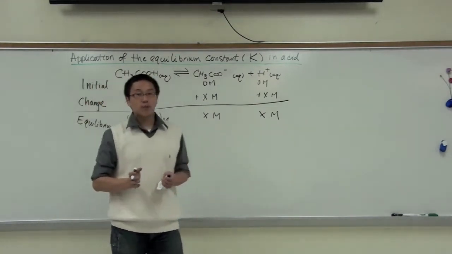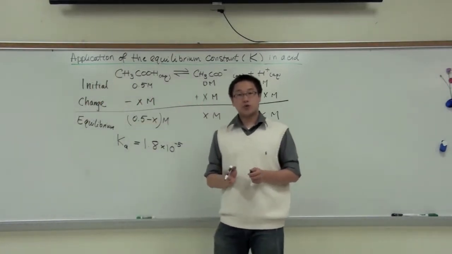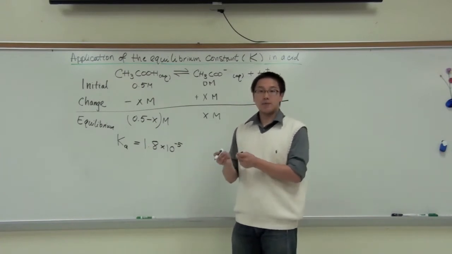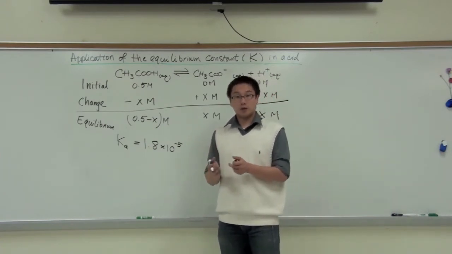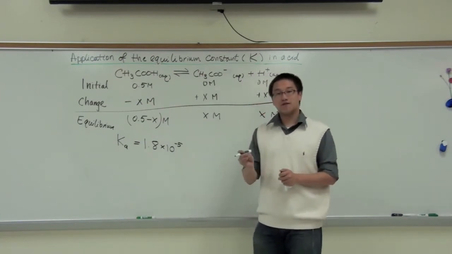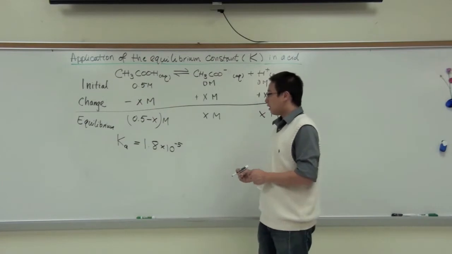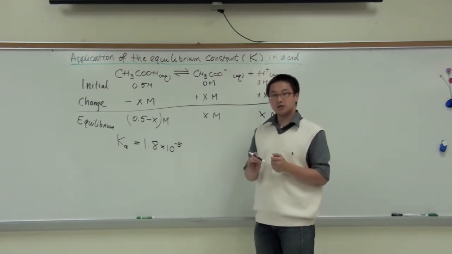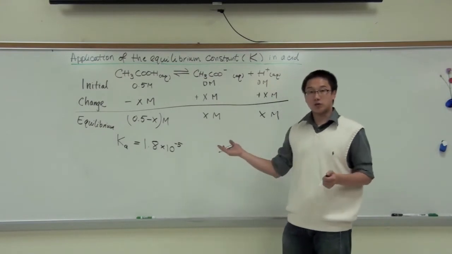Now, this equilibrium constant is going to be true at 25 degrees Celsius. If the temperature is changed, then the equilibrium constant would also change. So this is only true at 25 degrees Celsius. Now, how are we going to make use of this constant to find out the x values?